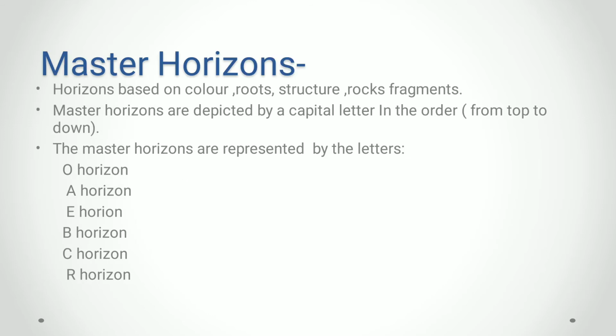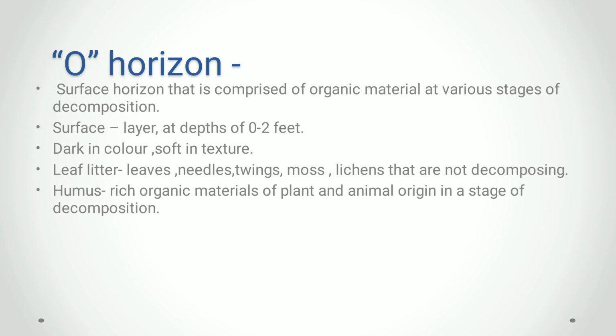See the different master horizons. Horizons are based on color, roots, structure, rock fragments. Master horizons are depicted by a capital letter in order from top to down. That is, the master horizons are horizon O, A, E, B, C and R.